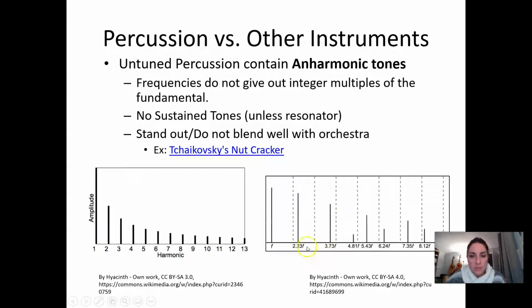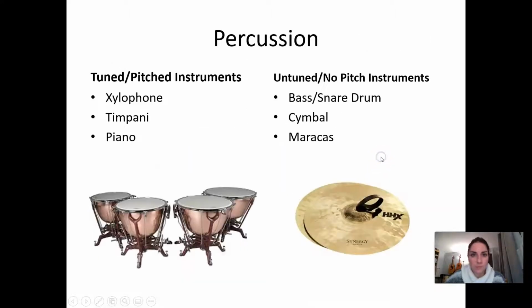So in other words, the next toned part has to be 2.23 times the fundamental frequency. And notice the next one's 3.73. So there's no mathematical pattern, I can't predict the next one. The next one doesn't follow the pattern. That's what it means. So those are anharmonic instruments, and those are our untuned instruments.